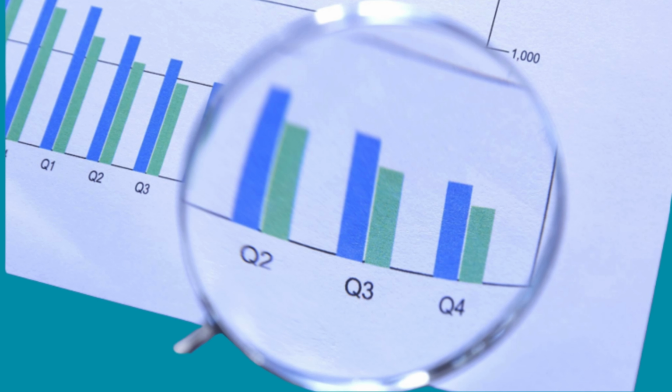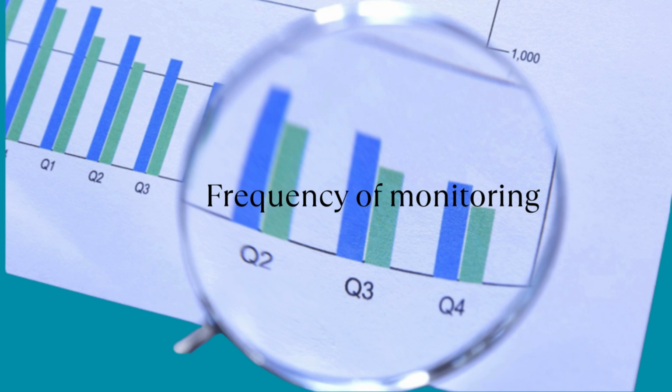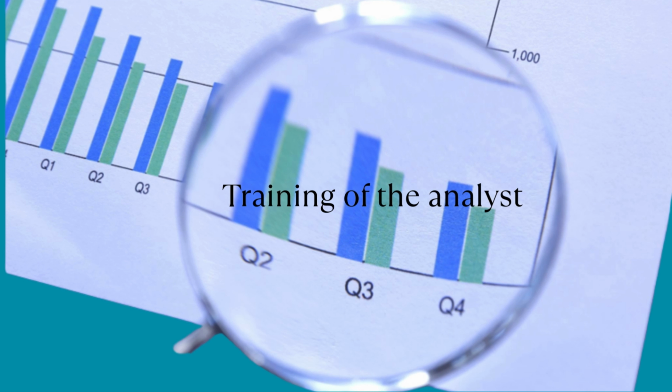Top accuracy drivers: quality of baseline planning, frequency of monitoring, integrity of actual data, consistency of interpretation, training of the analyst. A poor plan will always give a poorer variance report. Garbage in, garbage out. That's why we teach data quality first in our course.